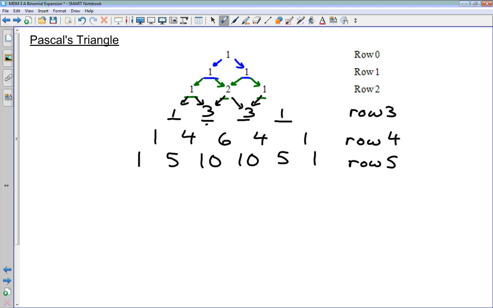So that's how you generate Pascal's triangle. Okay, so when you're working on problems, you might need to write it down on a piece of paper. Always start at 1, give yourself two 1s, and then just start adding as you go down.